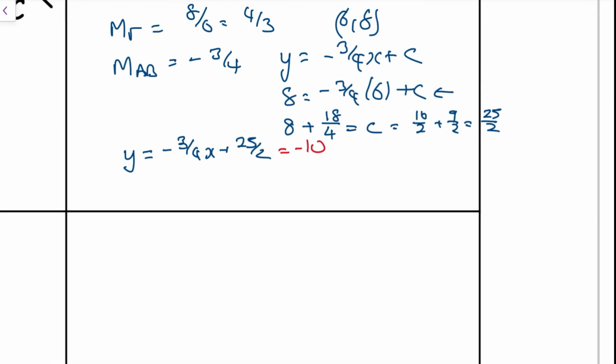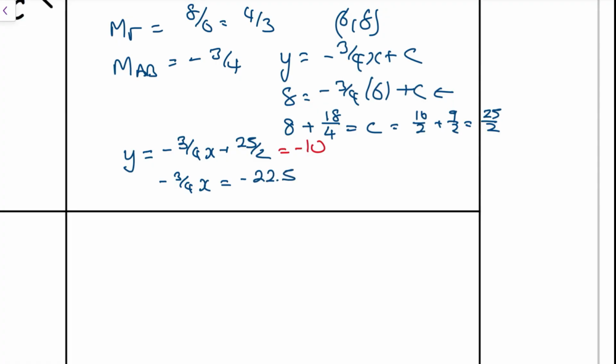So the first thing I'm going to do is take away 25 over 2 from both sides. That gives me minus 3 quarters x is equal to. Now this, obviously if you've got a calculator, just use a calculator. But I'm going to do this non-calculator because this could be a non-calculator question, couldn't it? It's not terrible. It's not easy, but it's definitely not terrible. So minus 10 minus 25 over 2 is 12.5. So that's going to be minus 22.5.